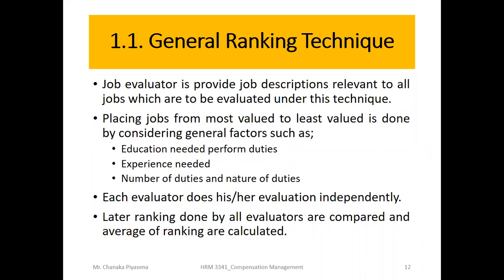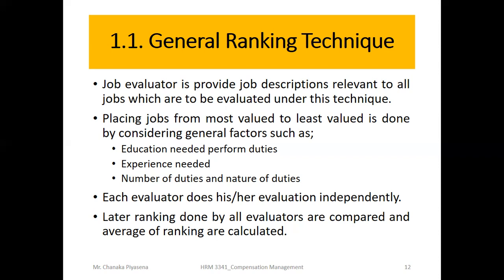Each evaluator independently ranks the jobs, and the rankings done by all the evaluators are compared, considering these factors. Then we have several experts. There may be some differences in the ranking of one expert from other experts. Therefore, we need to calculate the average of the ranking.